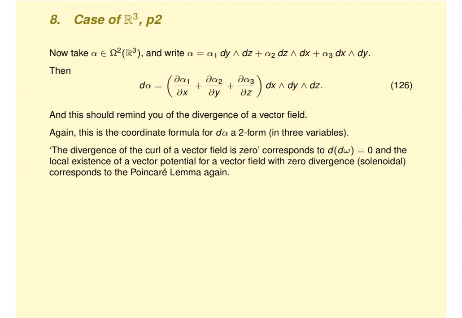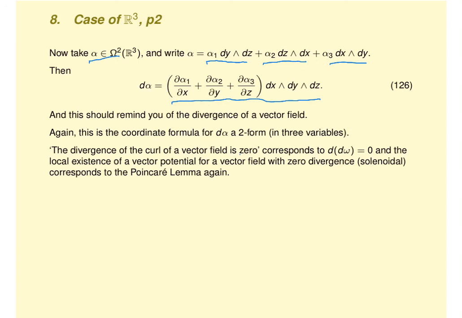Here's the next ingredient on R3. Take a two form, call it alpha, and write it as alpha 1 dy dz. So the one is going with the second and third coordinate functions, alpha 2 dz dx and alpha 3 dx dy. Then d alpha comes out like this, and by all means do this calculation.